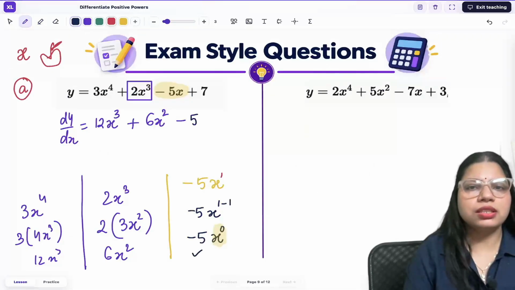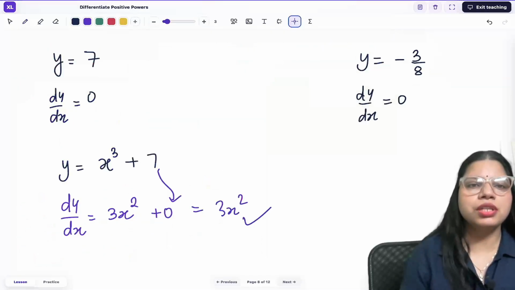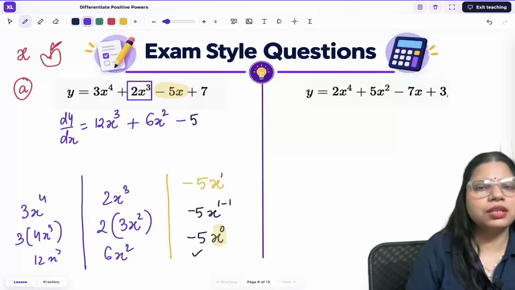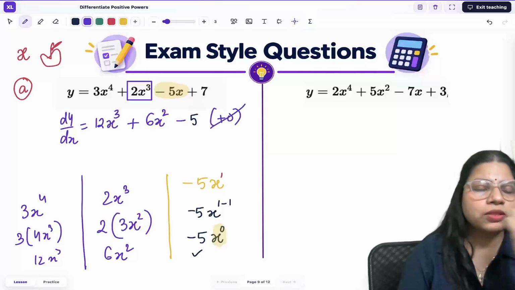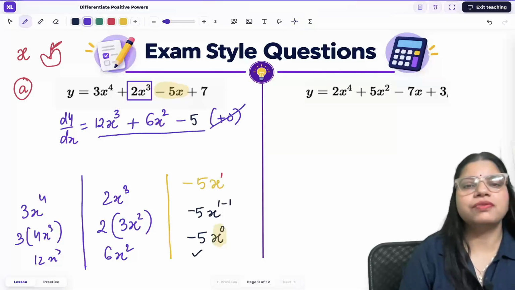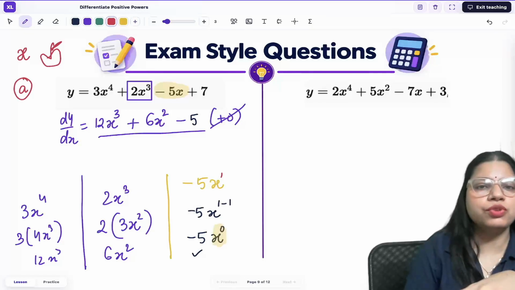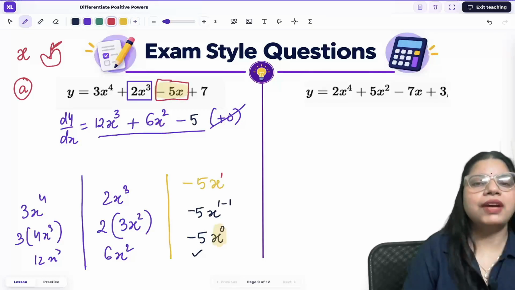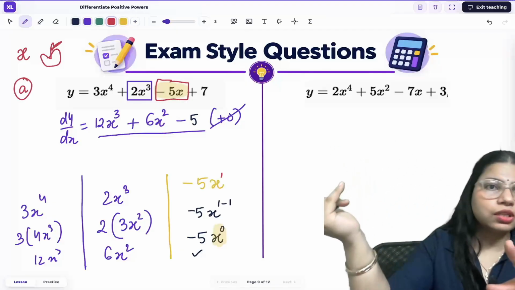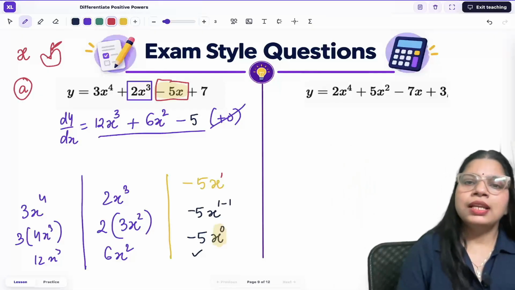And what about the constant? This constant plus 7, the constant changes to 0. We already have done this. So either you write plus 0 or not, that doesn't matter. So this is your final answer: 12x cubed plus 6x squared minus 5. Right? What is the takeaway from this question? It was important. Minus 5x, so you have to reduce it by 1. When you reduce x by 1, it turns out to be 0. That means it's in its hidden form. It disappears.